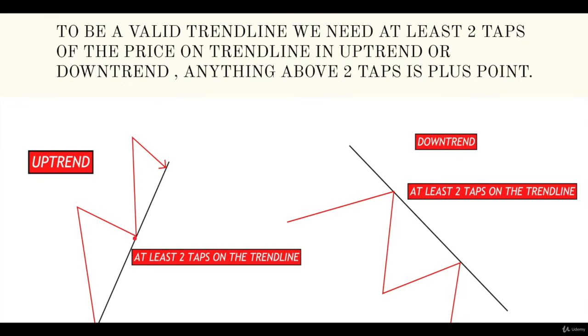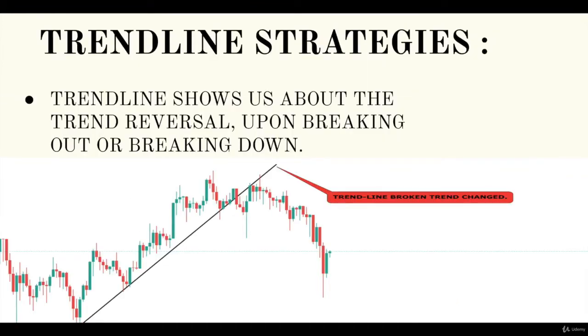So we can then say the trend is going in a flow. Here you can see we also got 2 taps. Here is tap number 1, here is tap number 2, which gives us confirmation that the trend is now in a downtrend. And anything above 2 taps is a plus point, further confirmation. So this was the prerequisite of a trend line: 2 taps minimum.